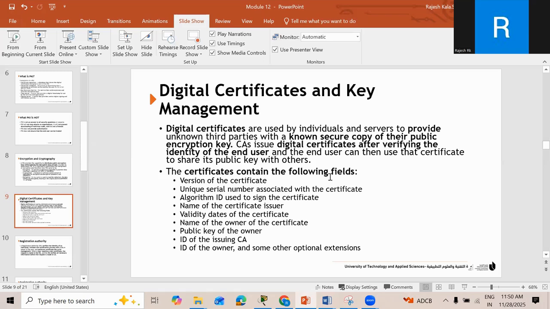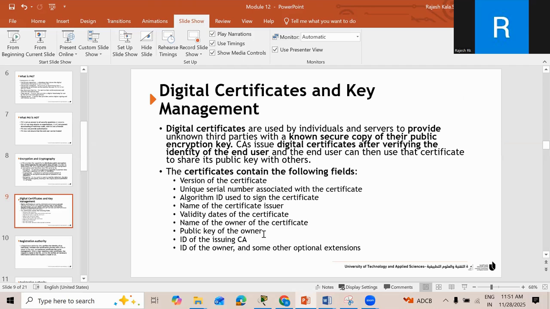A certificate contains the version of the certificate, the serial number of the certificate, the algorithm used to sign the certificate, the name of the certificate issuer, my company, the date of validity, up to what time we can use the certificate, the name of the owner of the certificate, to whom I created the certificate, and the public key of the owner.